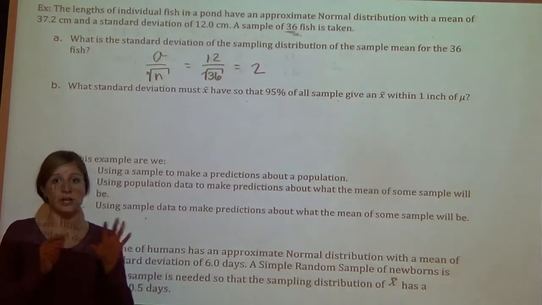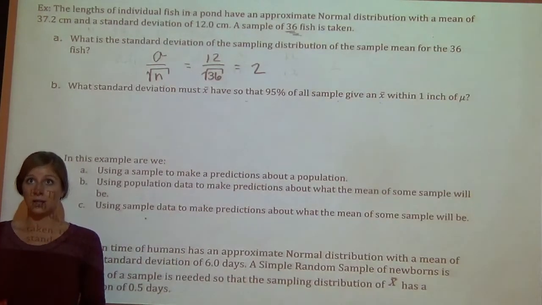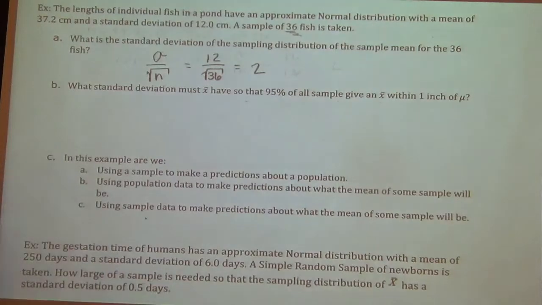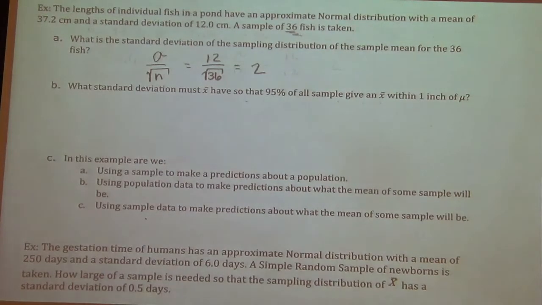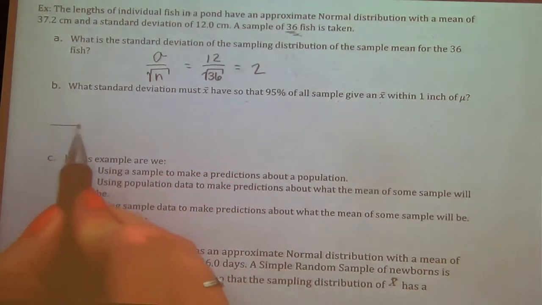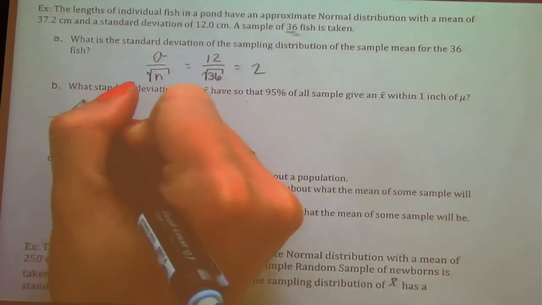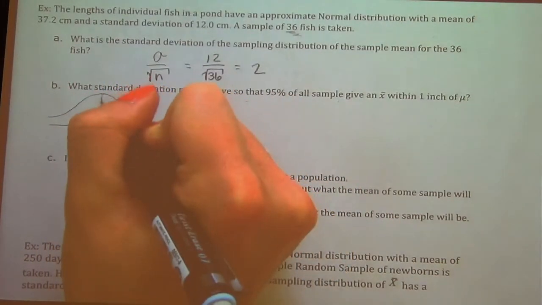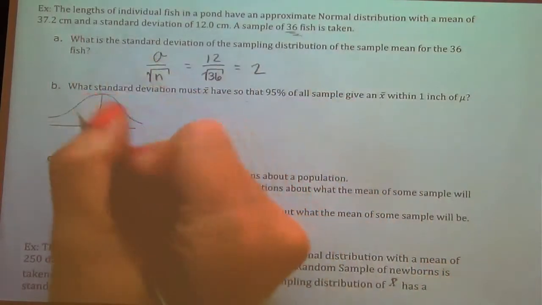Okay, what standard deviation will make x bar, so that 95% of all samples give x bar within 1 inch of the mean. So for this, I'm just going to kind of draw a picture, but we are going to explain using reasoning. Okay, so if I draw a picture of this, I know that my population mean centered at the middle was given as 37.2.